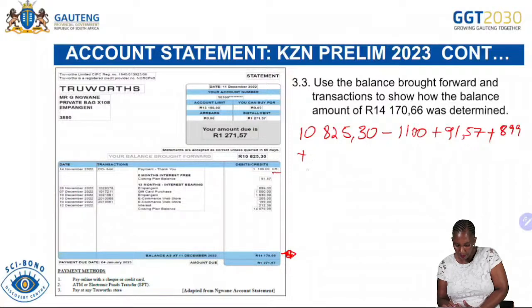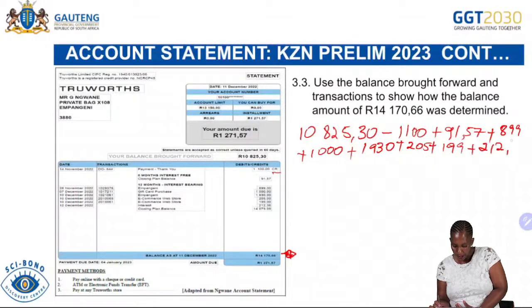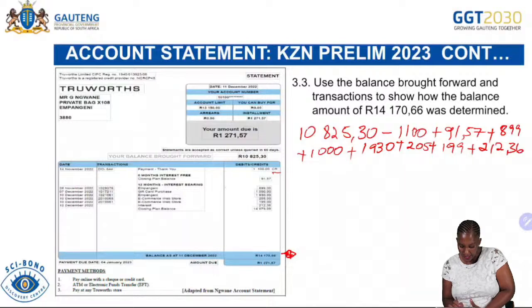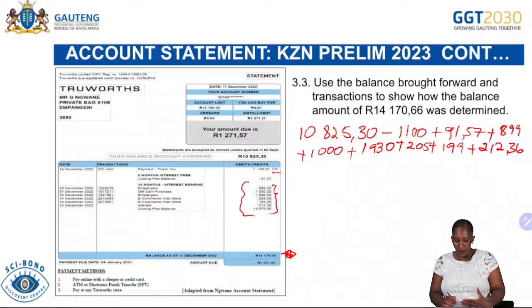They also used this card again to buy a gift card of 1,000 rand. They also made a purchase of 1,930. They also made a purchase of 205. Another purchase of 199. And then the last one being the one of 212 rand 36. So boys and girls, as you can see, these are the transactions. There are no payments here.